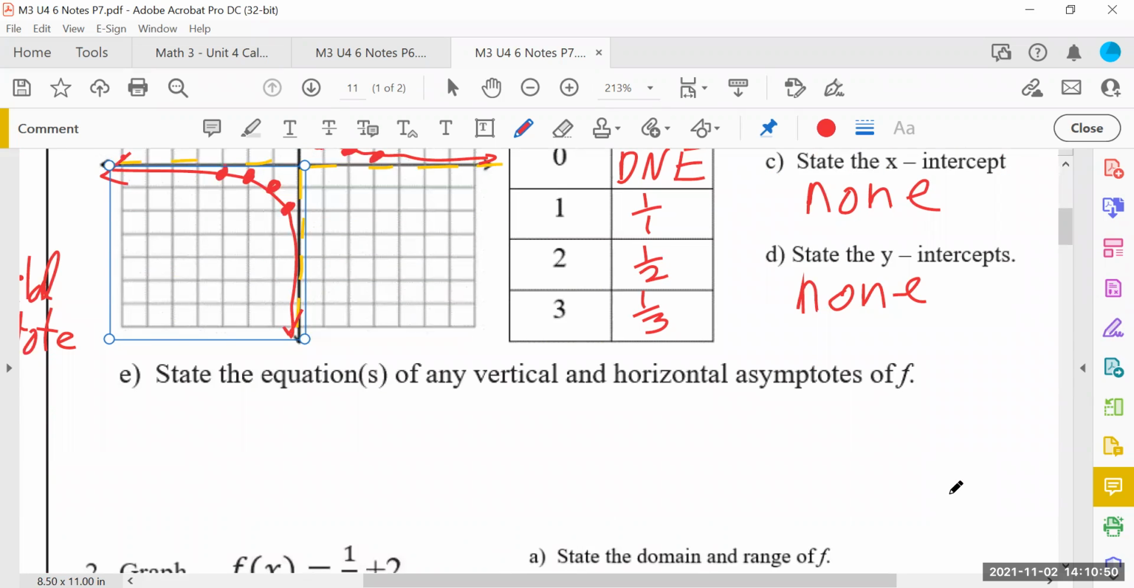Now, we actually already did this. We already did the asymptotes. The asymptotes are y equals 0 and x equals 0. The x one, x is the vertical one, y is the horizontal.